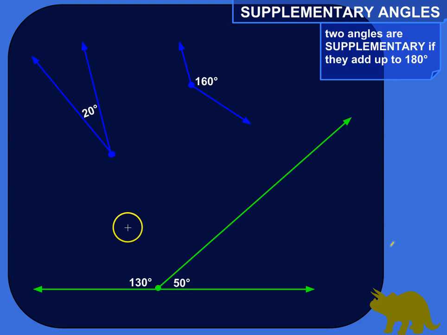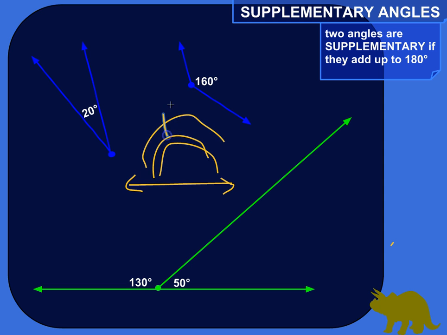So 180 degree angles in geometry are awesome because they form a straight line. Like this angle here is 180 degrees. It kind of makes like, I don't know, a math rainbow almost. 180 degrees from here all the way to here.